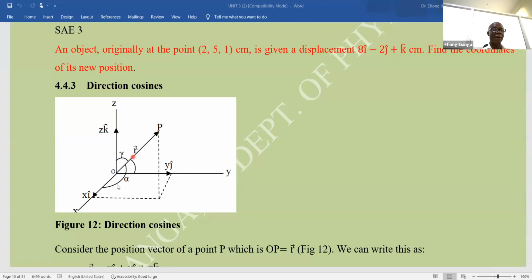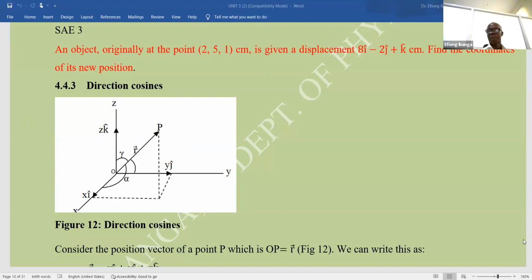Now, this vector makes an angle alpha with the x-axis. This is a unit vector in the x-axis, i hat. Then it makes an angle beta, this angle. This is beta here. If it wasn't marked, all right, you mark that, so that's how it should be. And then this makes an angle of gamma with the z direction. So that is it. Now look at the derivation there.